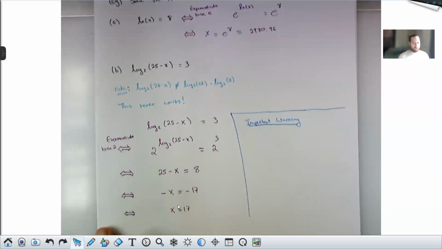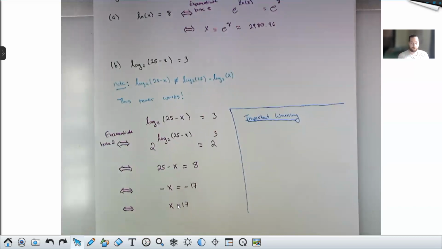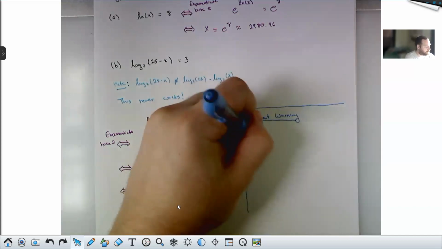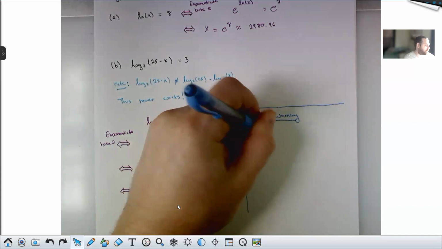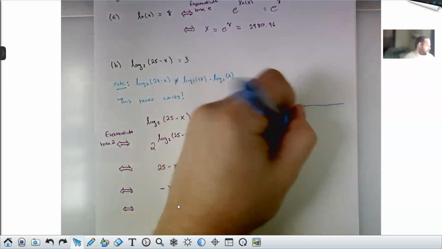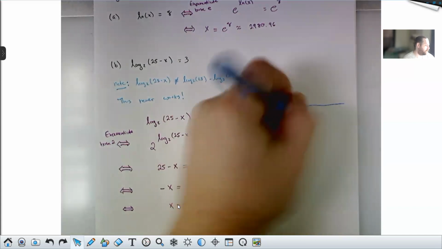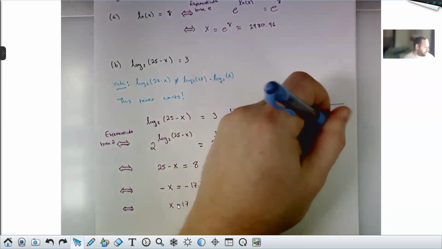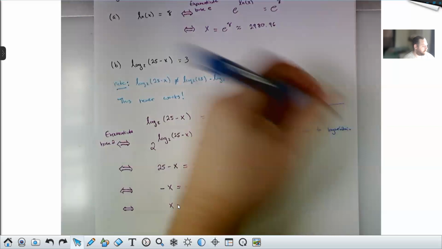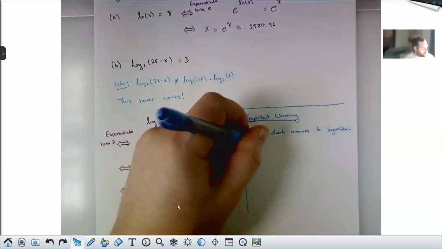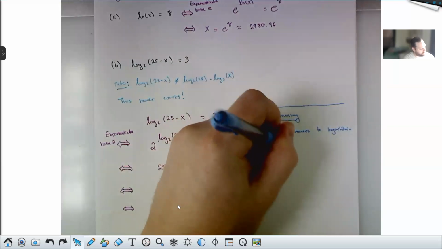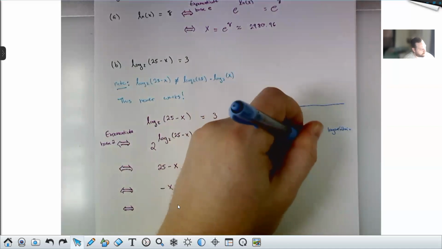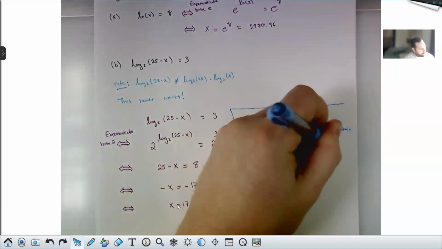Exponential functions don't have any domain restrictions, right? The domain of e to the x, 2 to the x, 10 to the x, whatever, is all real numbers. Logarithm functions do have domain restrictions. So you should always check your answers to logarithmic equations in the original expression.